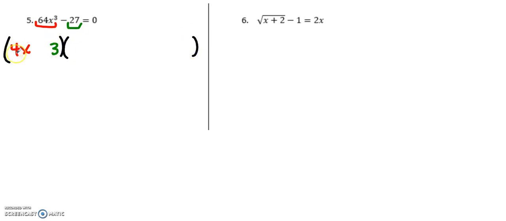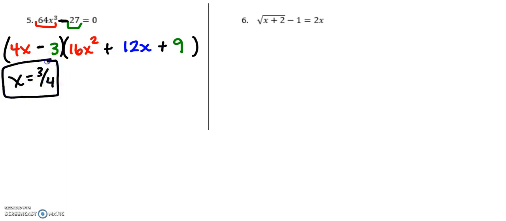So then I'm going to square 4x, which becomes 16x squared. I'm going to square the 3, and then I'm going to multiply these two things together. 4 times 3 is 12x, and this is where the SOAP part comes in. Same sign, opposite sign, always positive sign. So this, great, I get 3/4. There's my one real answer. That one's not so bad.